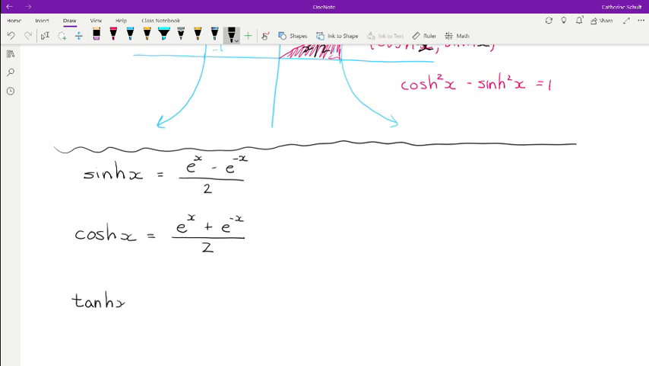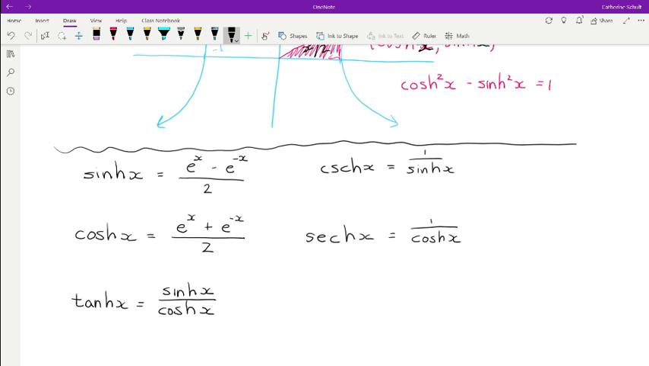So the hyperbolic tangent, just like in trig, it's the sine over cosine. So hyperbolic sine over the hyperbolic cosine. And then cosecant, hyperbolic cosecant is 1 over the hyperbolic sine. Hyperbolic secant, 1 over hyperbolic cosine. And finally, hyperbolic cotangent is 1 over hyperbolic tangent, but we can just write it still in terms of sine and cosine.